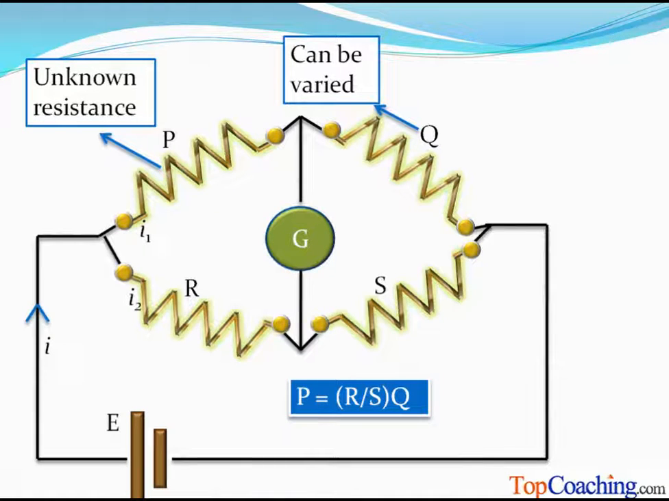So to calculate the value of an unknown resistance, we make connections as in the case of a Wheatstone bridge, and we make 2 resistances R and S fixed, and we keep on varying Q until a stage is reached when the galvanometer deflection is 0. When that is so, P by Q is R by S, and the value of P can be obtained. Simple, isn't it?